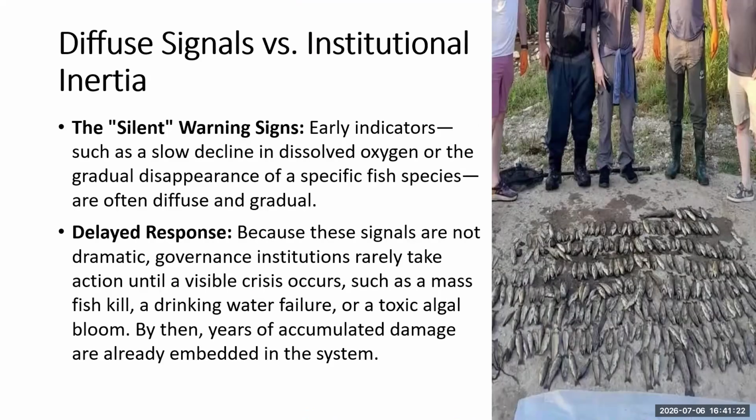Another challenge is that the warning signs are often subtle. Things like a gradual drop in dissolved oxygen or the slow disappearance of certain fish species don't attract much attention. As a result, authorities often respond only after a major crisis occurs, such as a fish kill that we can see in this figure here. Then toxic algal blooms or drinking water problems. By that stage, the ecosystem has already accumulated years of damage, making recovery much more difficult.